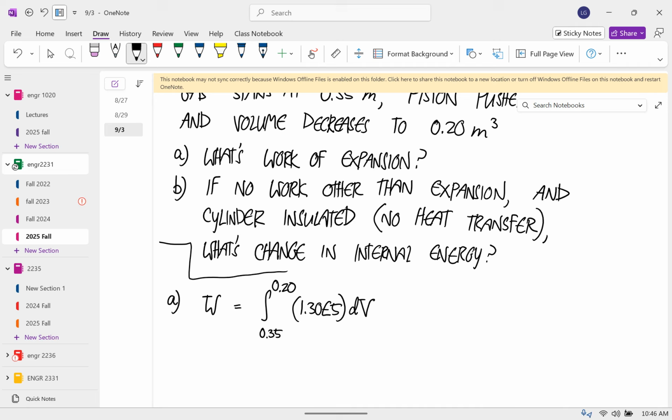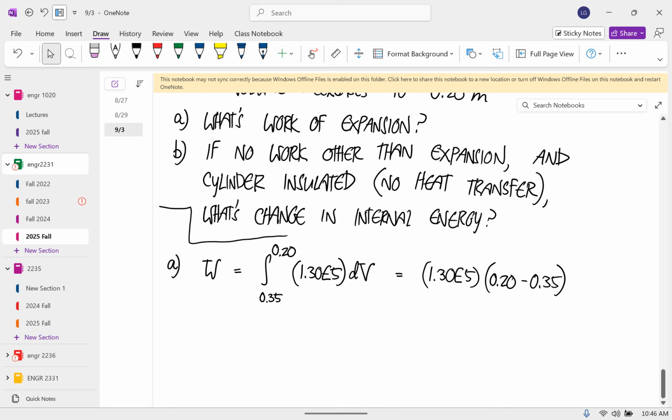And we're integrating with respect to volume. Because the pressure is constant, you can pull it outside the integral. And you get 1.30 times 10 to the 5th times the difference, 0.2 minus 0.35. And you get a work of expansion of negative 19,500 joules.